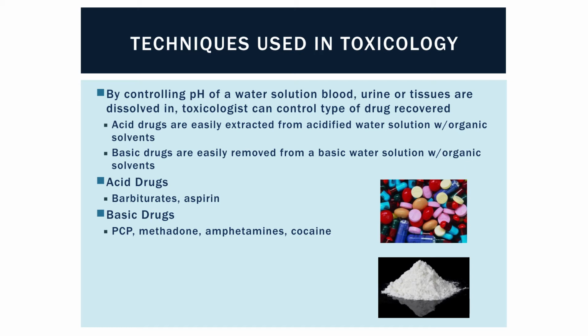So acid drugs are easily extracted from acidified water solutions with organic solvents like chloroform, and the opposite, basic drugs are easily removed from basic water solutions with those organic solvents. Acid drugs are things like barbiturates and aspirin. Basic drugs are PCP, methadone, amphetamines, and cocaine. So there's a wide number of drugs that they use the pH scale for to help extract from the samples.